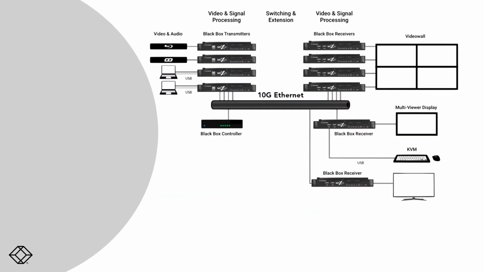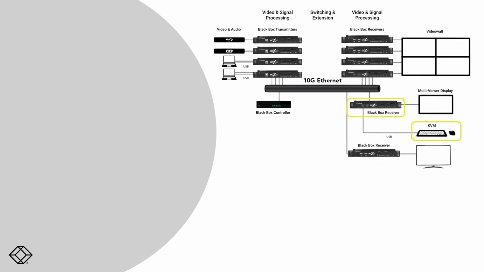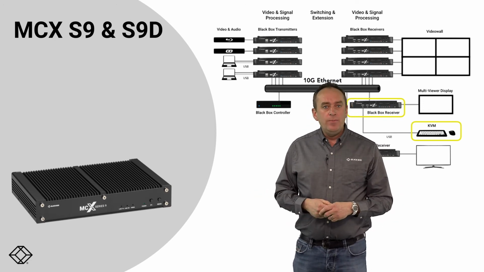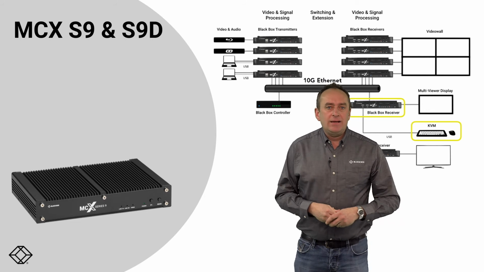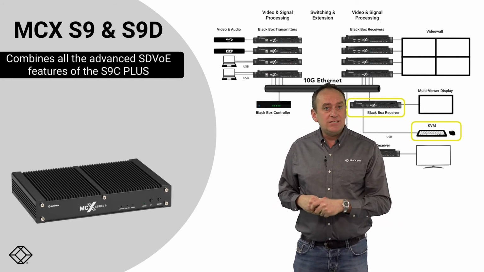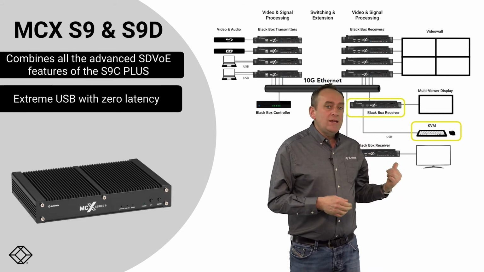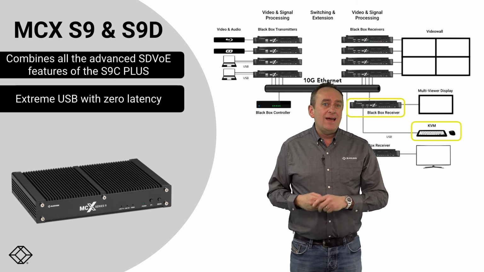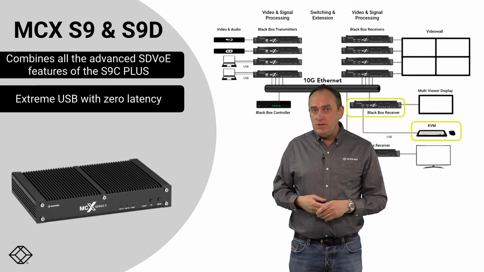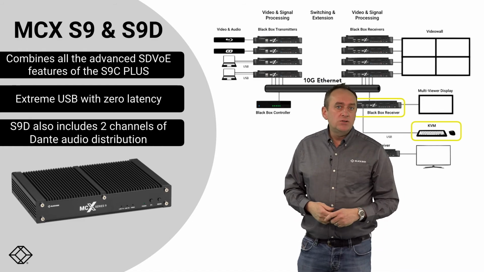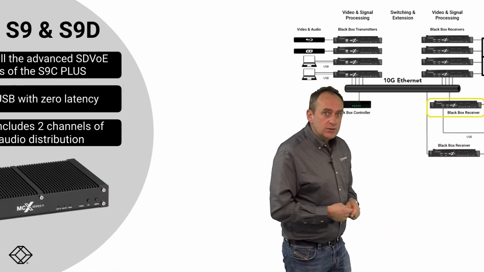For larger projects which require specific audio or KVM functionality, the MCX S9 and S9D units are ready for the job. These feature-packed solutions combine all the advanced SDVoE features of the S9C, along with extreme USB with zero latency for perfect KVM and USB audio and video distribution, with the S9D further including 2 channels of Dante audio distribution.